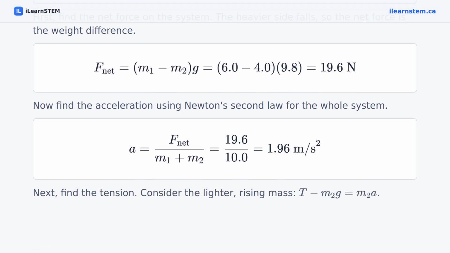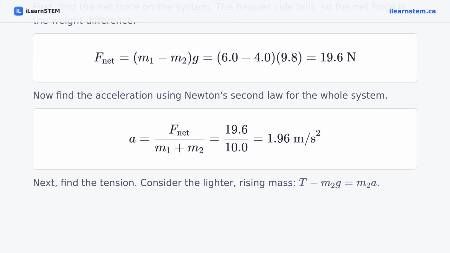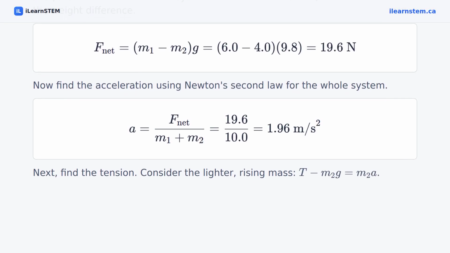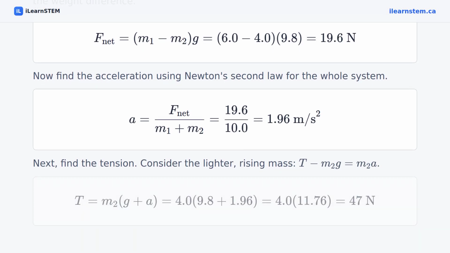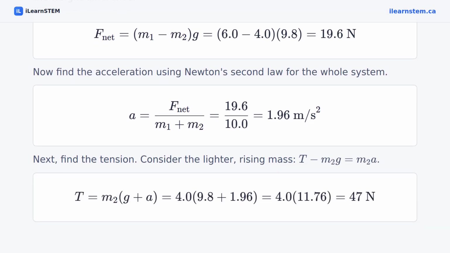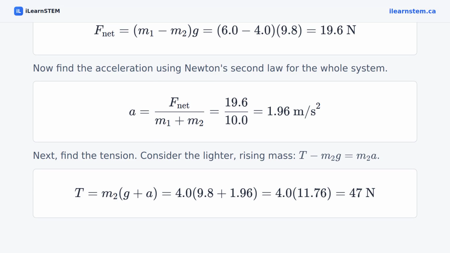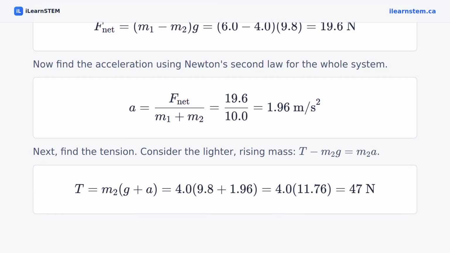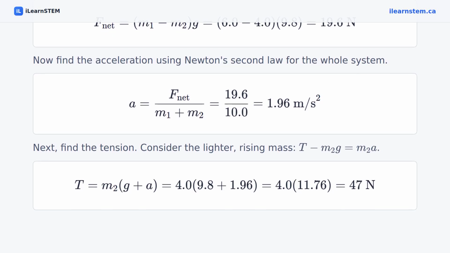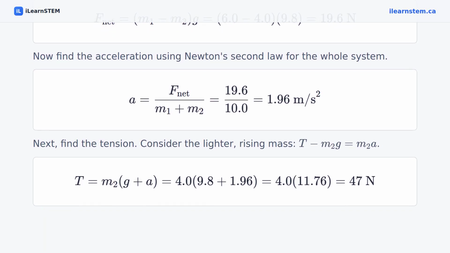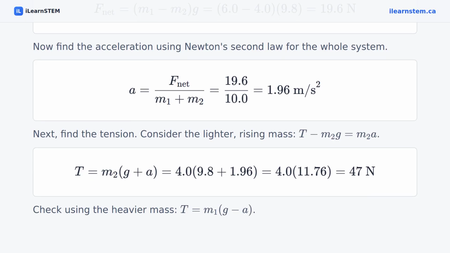Next, find the tension. Consider the lighter rising mass, T minus m2g equals m2a. T equals m2 times (g plus a), which is 4.0 times (9.8 plus 1.96), giving 4.0 times 11.76, which is 47 newtons. Check using the heavier mass.